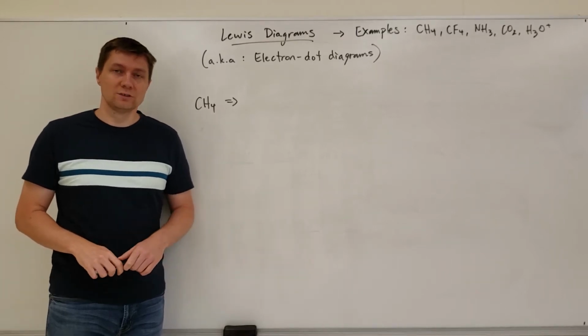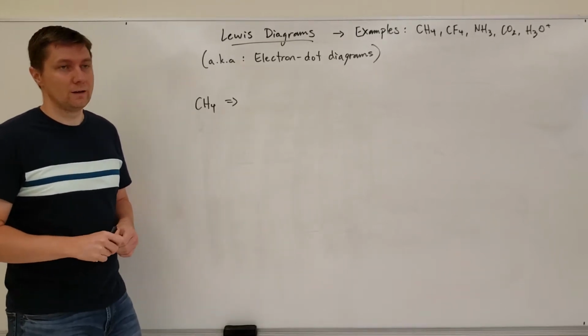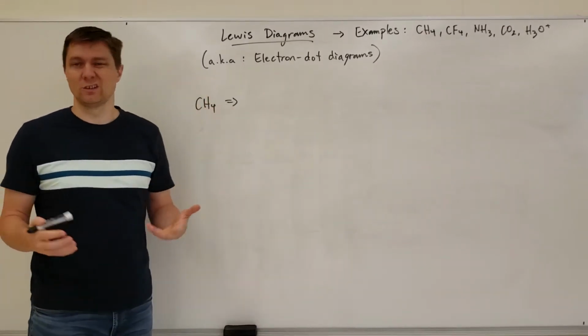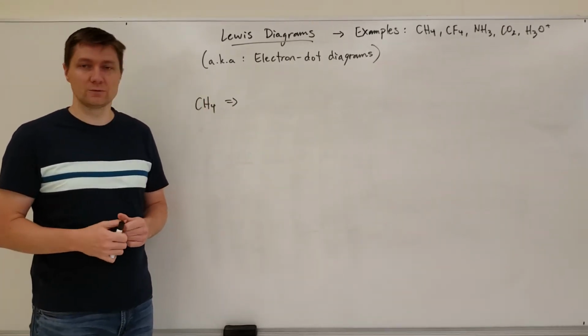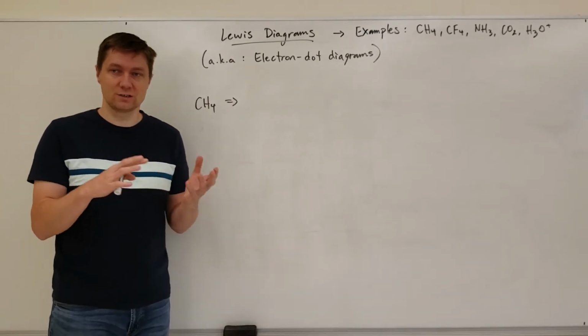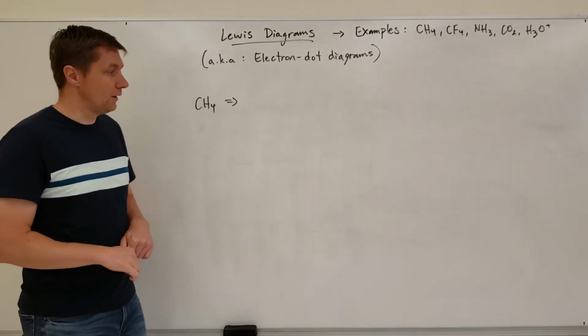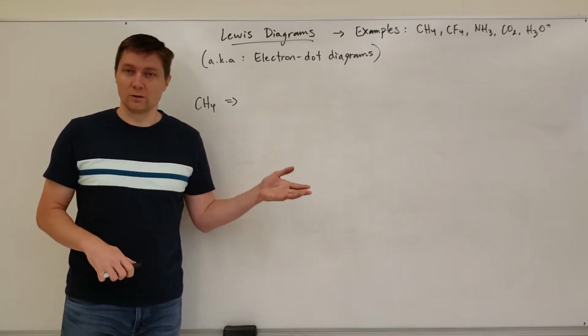So we're now going to look at Lewis diagrams. Something that Lewis diagrams are oftentimes referred to as well is just electron dot diagrams. The reason we call them that is because we're using dots to represent electrons, and we're making diagrams out of those. Now, in the previous video, we talked about Lewis symbols.